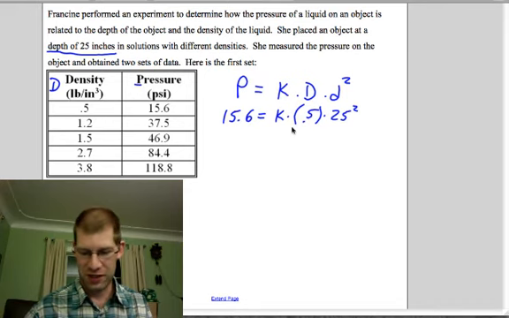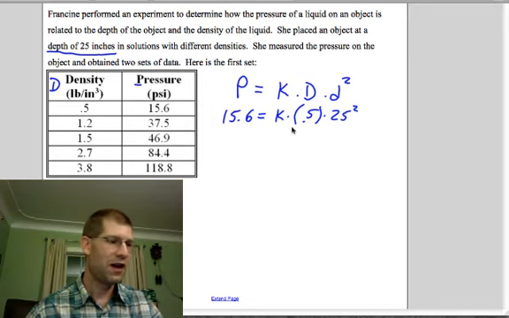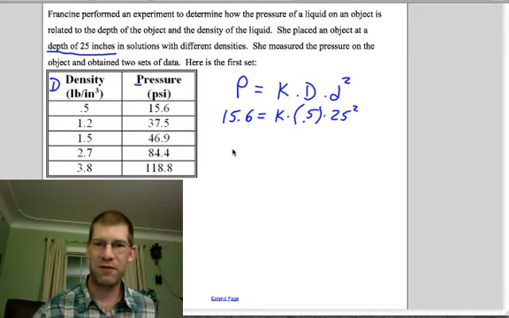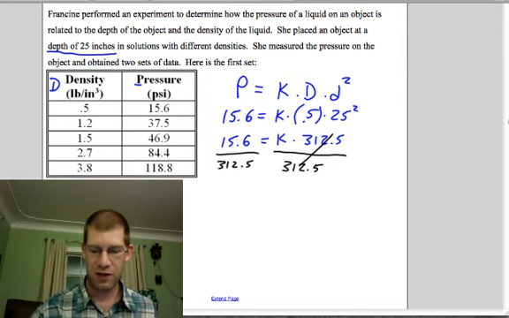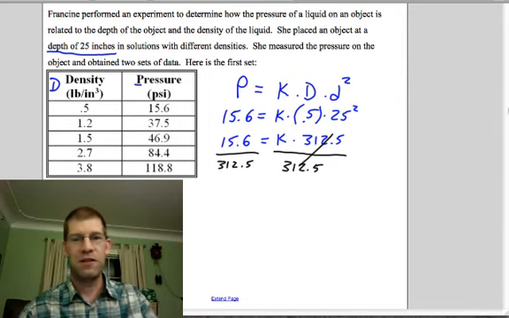I'm going to grab my trusty calculator, and I'm going to simplify that right-hand side. So I have 0.5 times 25 squared. That gives me 312.5. So 15.6 equals k times 312.5. And now it's just going back to math that you've been doing for years. So divide both sides by 312.5. Those cancel.